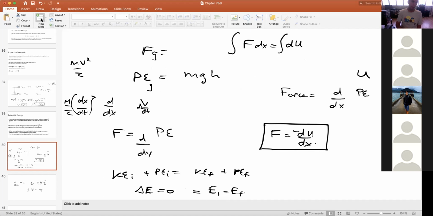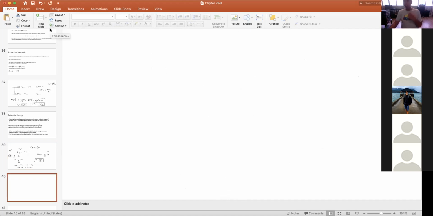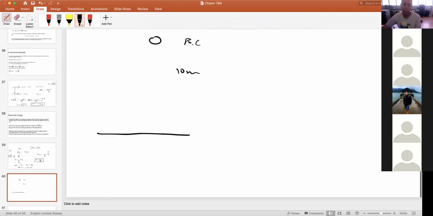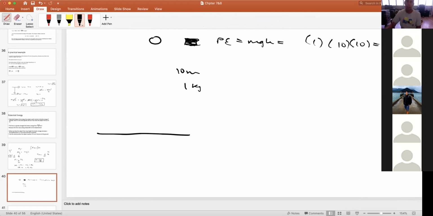Here's the thing that I really need to get through to you guys, and this will actually come up in chapter 13 when we do gravity. But what does potential energy mean? If I hold a ball 10 meters above the ground, I say that it has a potential energy, and it's not moving. I haven't released it. I'm just holding it there. I say it has a potential energy of mgh. And let's say it's a 1 kilogram ball. So I have 1 times, I'm going to use 10 for g, times 10. It has 100 joules of potential energy.